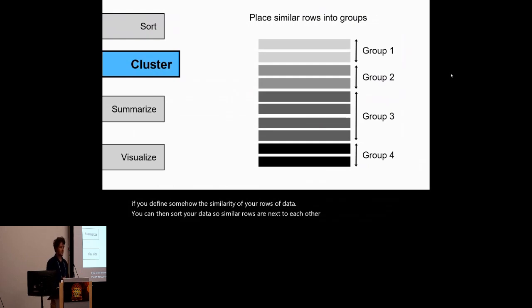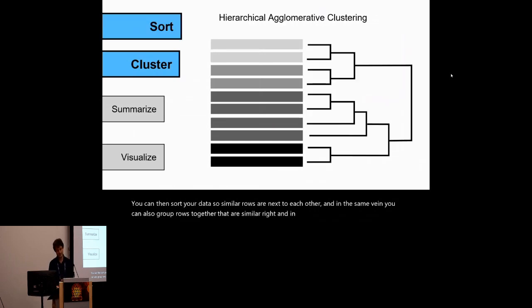And in the same vein, you can also group rows together that are similar, right? And in practice, the way that we do this is we use hierarchical agglomerative clustering with this similarity metric. This gives you this dendrogram or tree. Once you have that tree, you can use it for your sorting. You can use it for your clustering.